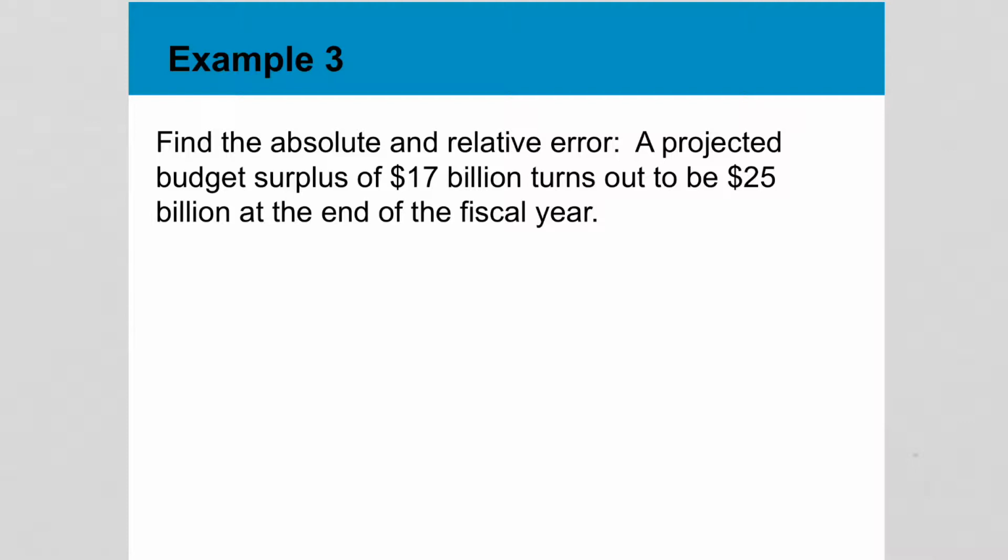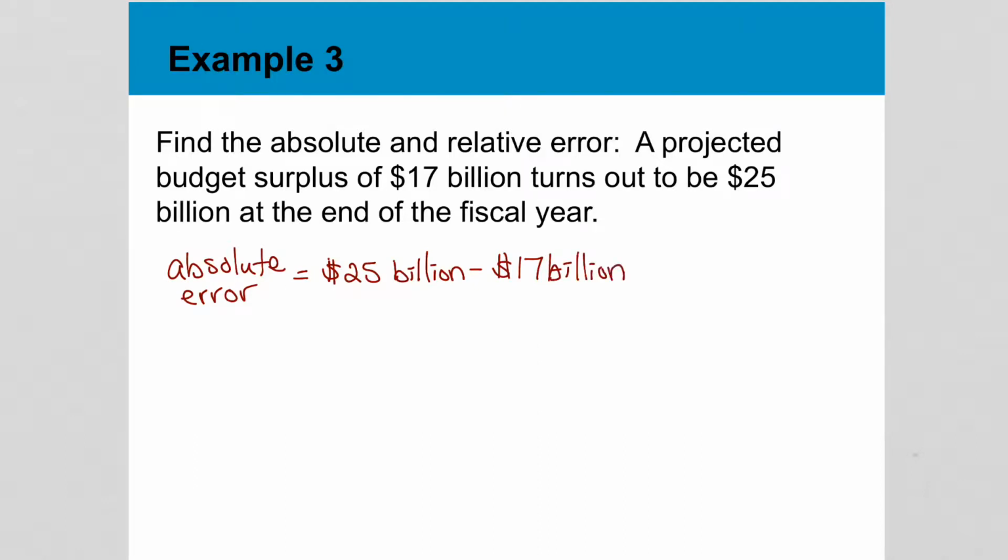In example 3, find the absolute and relative error. It says a projected budget surplus of $17 billion turns out to be $25 billion at the end of the fiscal year. So the absolute error would be $25 billion minus $17 billion. That's $8 billion.